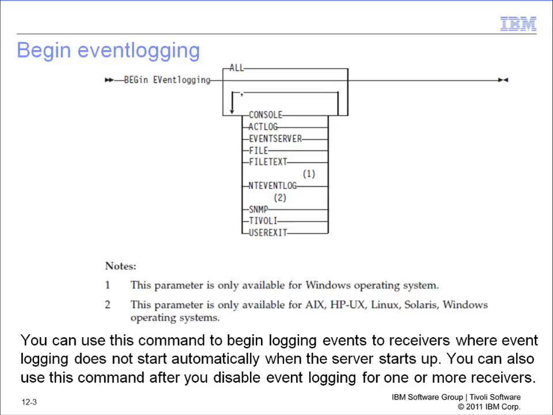For the command begin event logging, this is the syntax. Begin event logging is required in the command. All is the default. So if you want to start all of your events, you just need to type in BEG space EV. That begins all event logging. Or you can specify specific event logging. These are the other options you can use. The option all is the default.